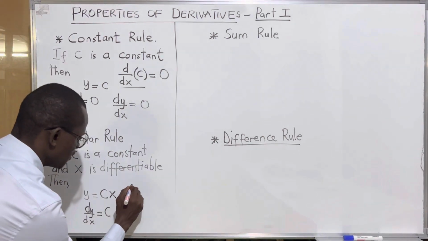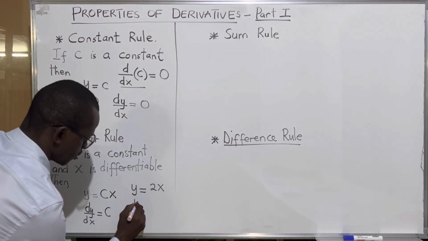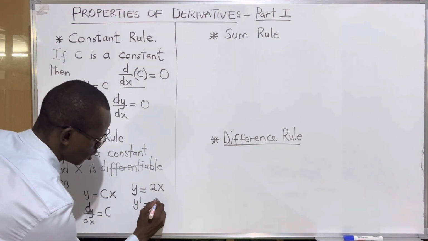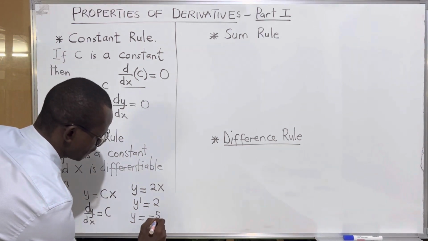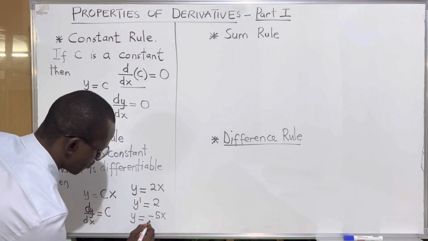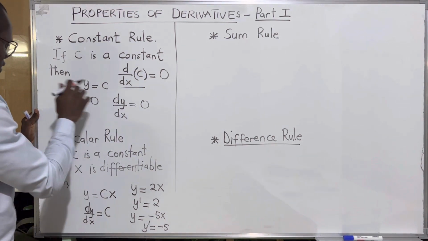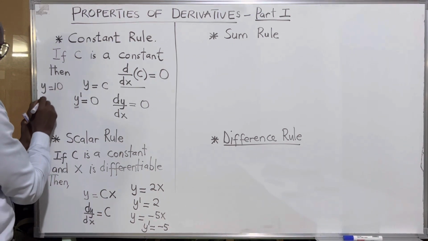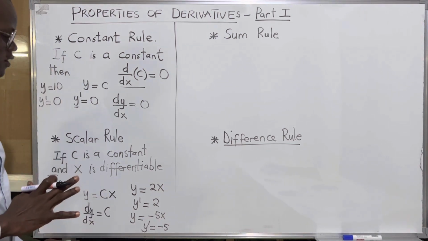That is to say, if you have y equals 2x, the derivative of this, y prime, because this is another notation of y, right? y prime is just equal to 2. If you have y equals minus 5x, because there is a constant times the variable, y prime is just equal to minus 5. Likewise here, if you have y equals 10, which is just a constant, y prime will be equal to 0. So these are the first two basic rules.